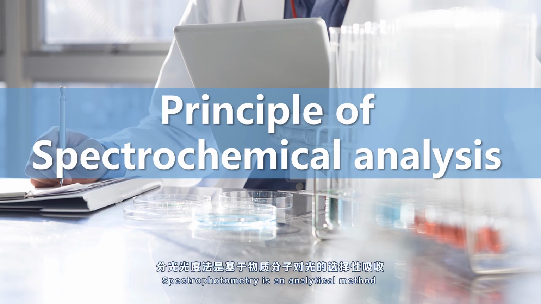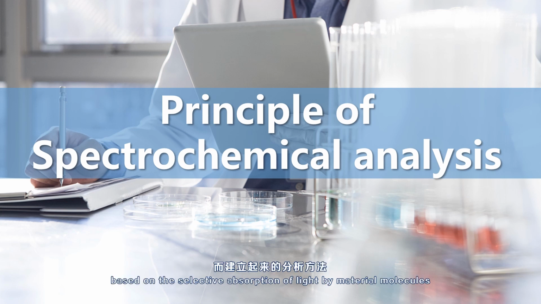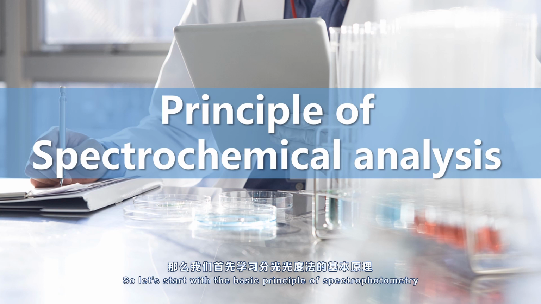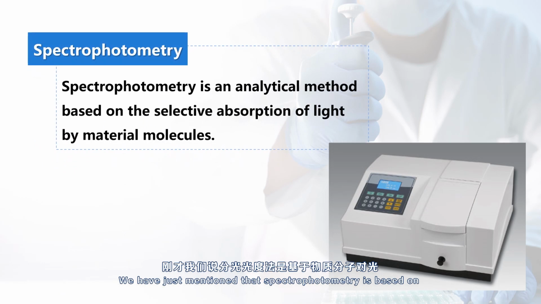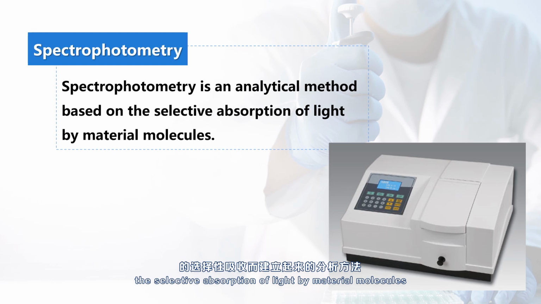Spectrophotometry is an analytical method based on the selective absorption of light by material molecules. So let's start with the basic principle of spectrophotometry. We have just mentioned that spectrophotometry is based on the selective absorption of light by material molecules. These methods include colorimetry, UV-visible absorption spectrometry, and infrared spectroscopy. Here, we mainly discuss visible absorption spectrometry, also known as spectrophotometry, the detection target of which is primarily matter ions.